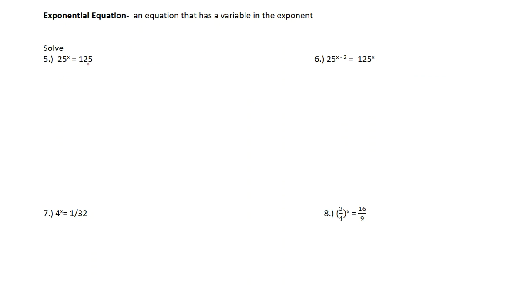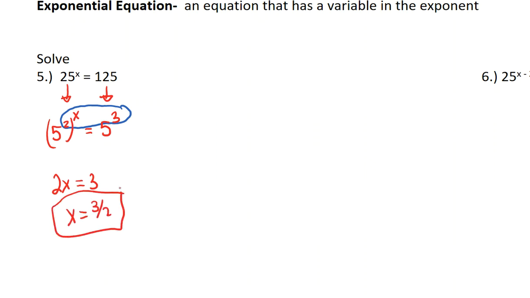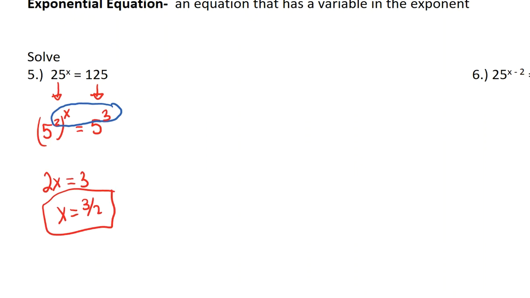So what I want to do is create a similar base. I know that 125 can be written as 5 to the third power, while 25 can be written as 5 squared, and it's still raised to the x power. You'll see that the bases are the same, and once the bases are the same, then you can set the exponents equal to each other. When you have an exponent to an exponent, remember you multiply, so that just becomes 2x equals 3. So then x equals 3/2. And if I were to plug that in, 25 to the 3/2 power, it would indeed equal 125.